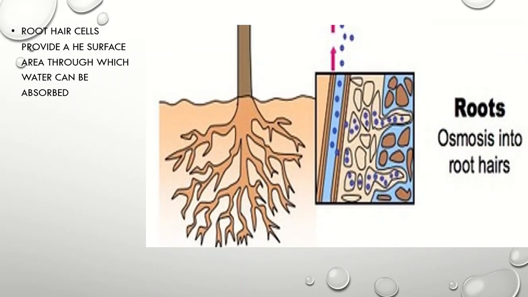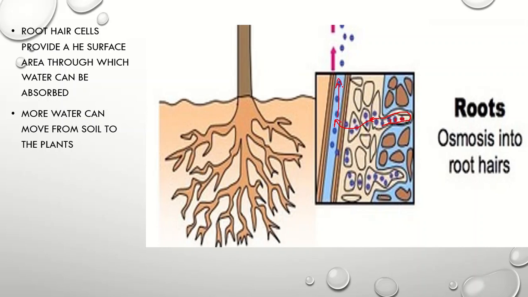This is the first diagram, and this is very important. This is the first step. See, these are the root hairs, and root hairs contain water molecules. Water molecules move inside with the help of water potential, and they move from one cell to another cell, and ultimately they reach the xylem vessel and then move to the next point.